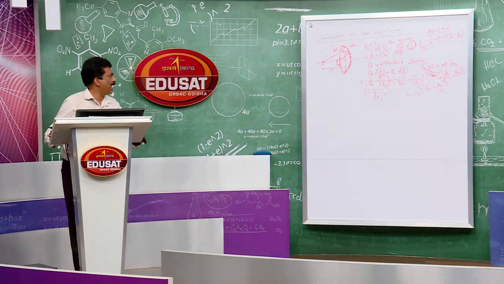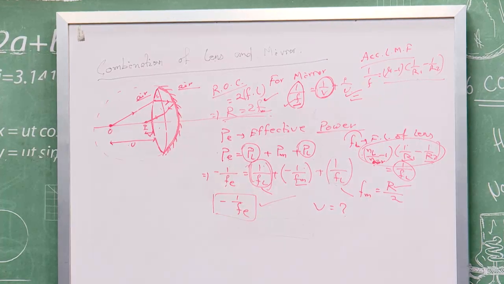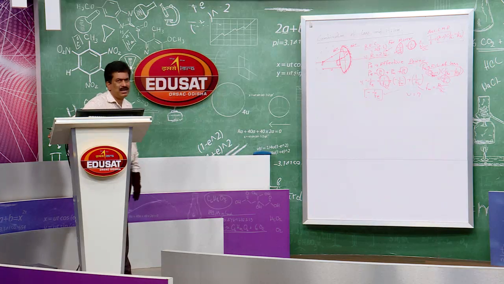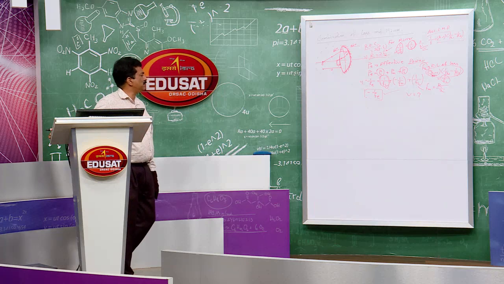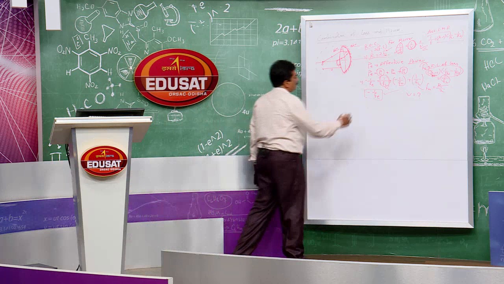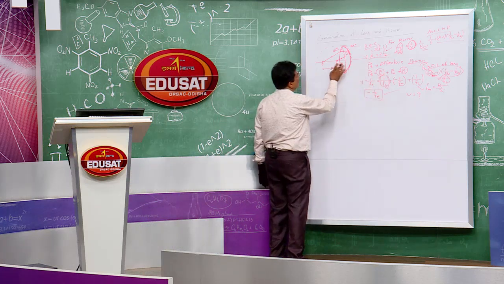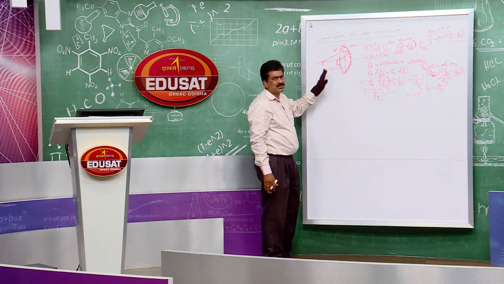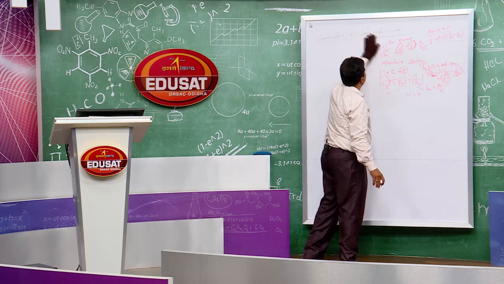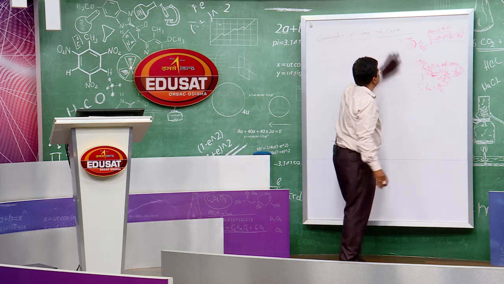So, as we came to know, when a lens and a mirror are in combination, the required formula for the effective power is PE equals PL plus PM plus PL. Here refraction and reflection both are happening. Next we will discuss refraction on a prism surface.